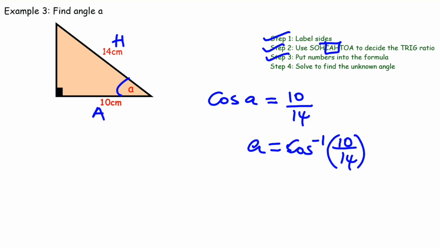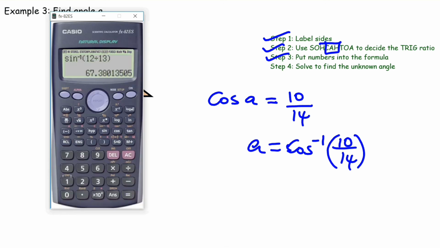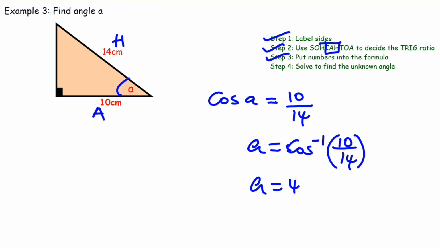Okay, how do we do that? In our calculator. All right, so the inverse, of course, again, is above the cosine button. And then you just have 10 divided by 14. And you have your answer, which is 44.4. So A is equal to 44.4 degrees.